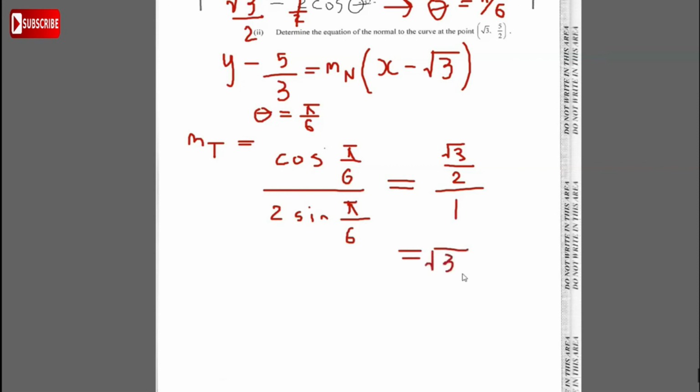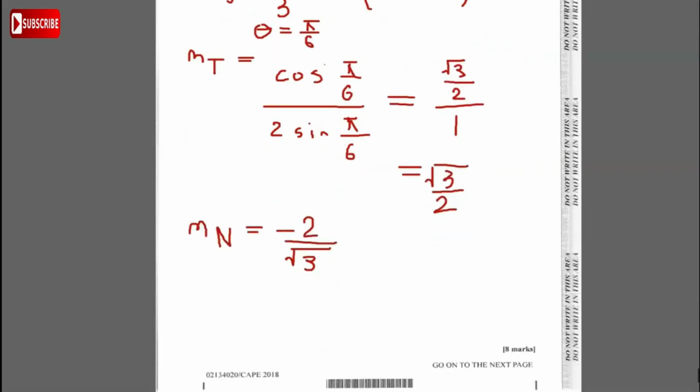Now, since the gradient of the tangent is root 3 over 2, the gradient of the normal is now minus 2 over root 3. That's the gradient of the normal, minus 2 over root 3. Now that we have the gradient of the normal, we're absolutely good.